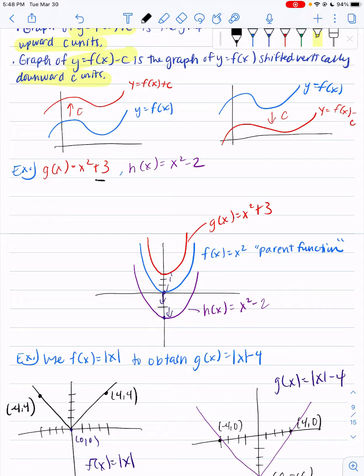And then h of x is x squared minus 2. So that minus 2 is shifting down 2 units. So the shift up is 1, 2, 3 units. The shift down is 1, 2 units.